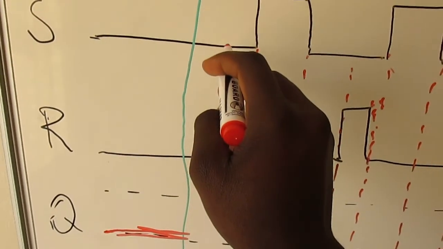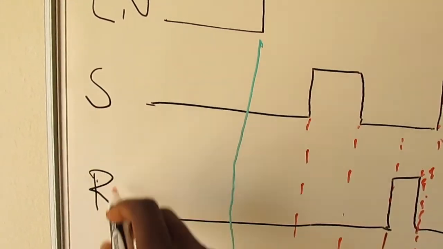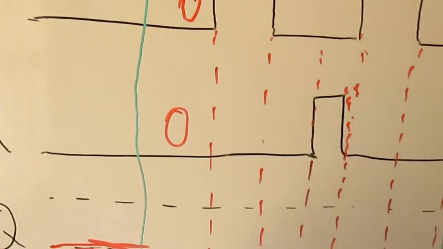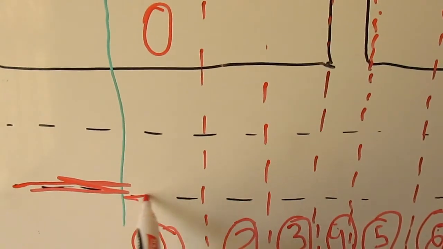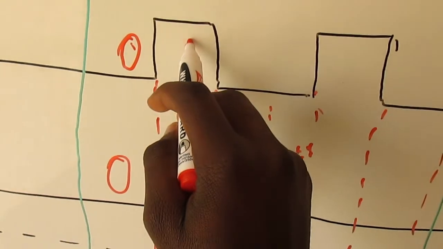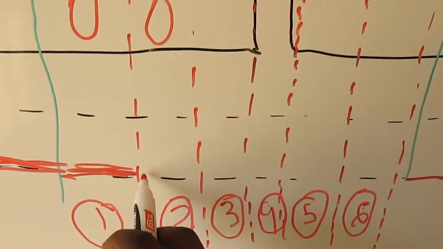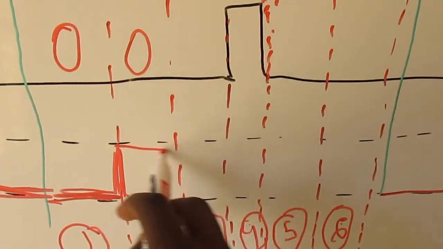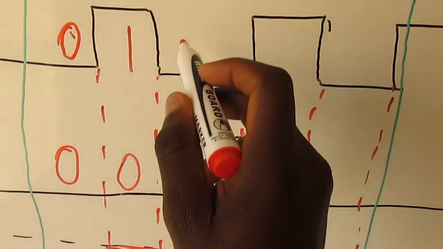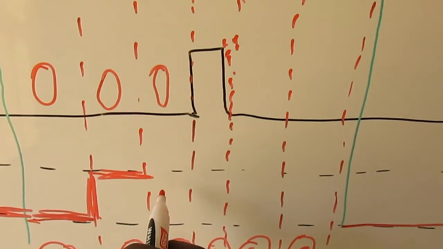Okay, this column. When you look at this column, as you can see, it is an active high SR latch. You have a 0, 0. What does that mean? No change. Then when you come, you see 1 on the set, 0 on the reset. It means what? Set. Then you set. Then you move on to the next column, you check, you have a 0, 0. What does that mean? No change.